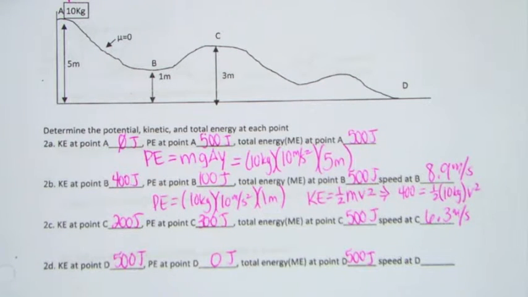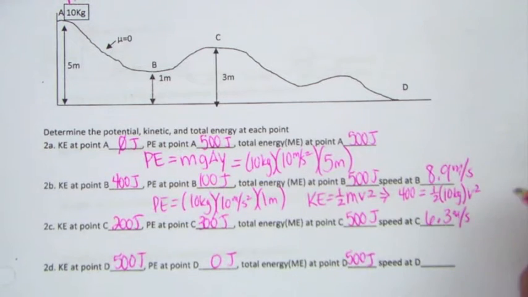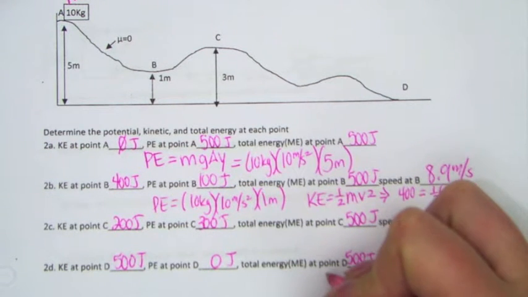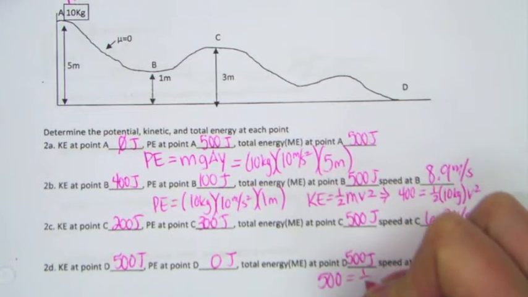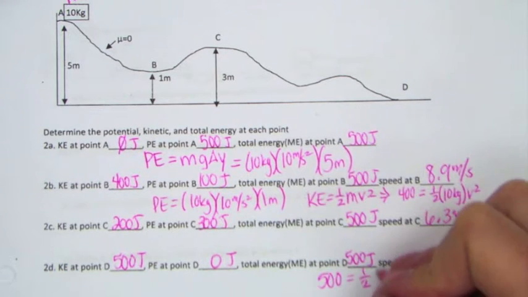Notice at D, all of our energy is in kinetic. When you find the speed, you're using the same as the total energy.